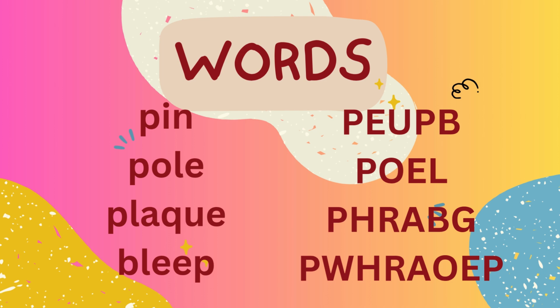Initial P, vowel I, and final N. That's pin. Next is pole: initial P, long O, so that's O and E, and final L, pole. Then plaque: initial PL, or the blend PL, and then vowel A and final K. Bleep: initial BL or blend BL, long E, and then final P.